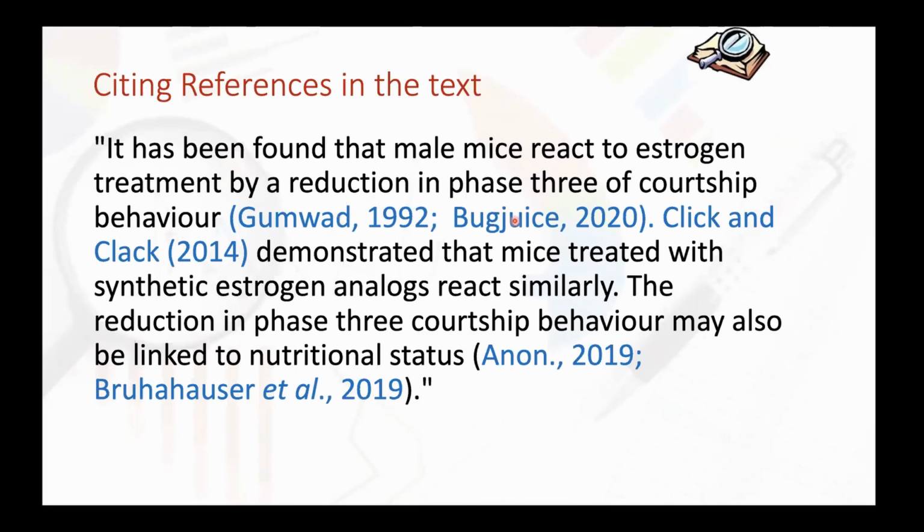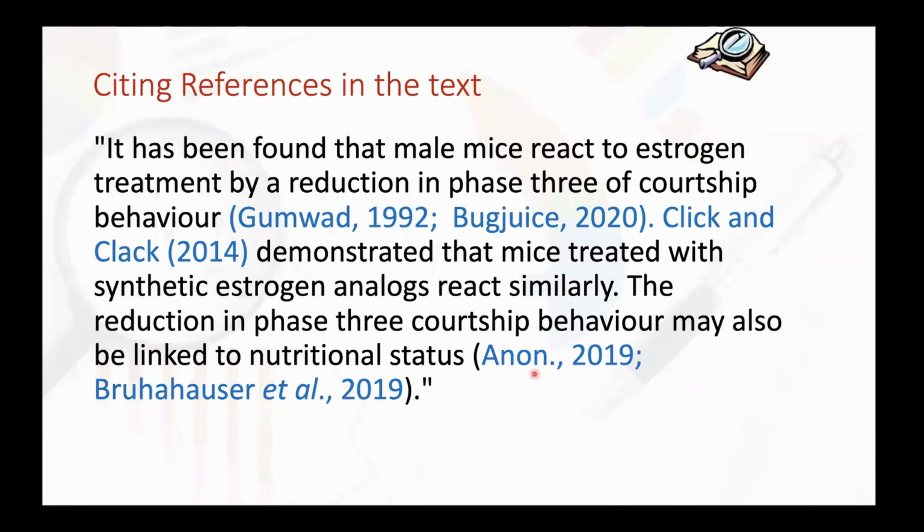And here the next one. Put all the things in chronological order. Okay, and this is one way. You make a statement and give an idea and then give the references for that. Also you can write "Click and Clark demonstrated that." That means you can use the author name first and then put the idea. So these are the two ways in which you can put it.